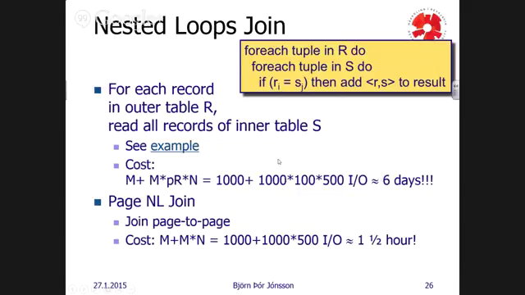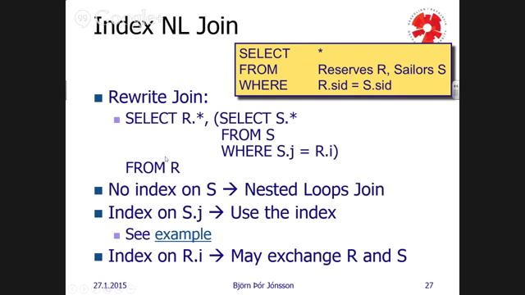Now, can we decrease this cost? We could maybe decrease it a little bit by switching the relations, right? So one of them is 500 pages. That would basically mean fewer scans of the 1,000 page one. So you can just switch here. Because remember, joins are commutative. The order doesn't matter. So you could basically switch the order.